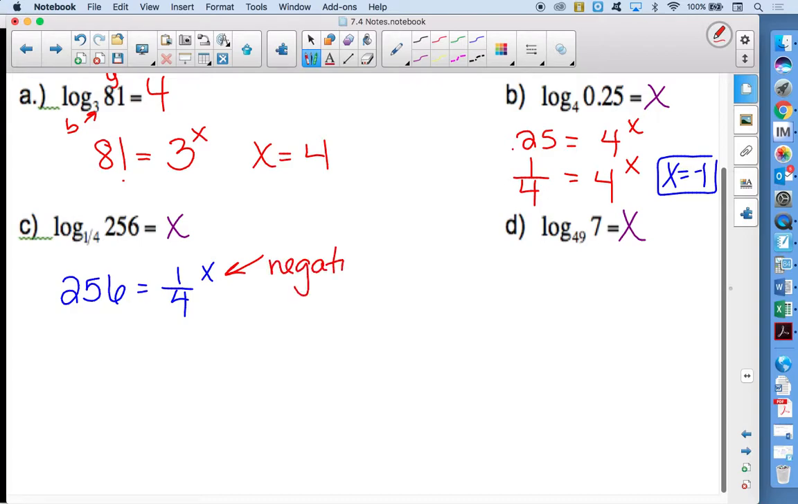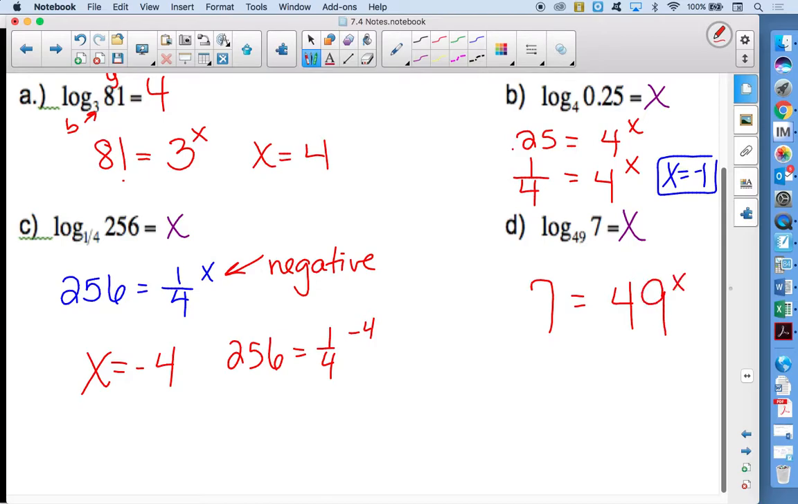Because if you have a fraction and you want to make it a whole number, in order to get that number to flip, you have to have a negative exponent. And Sarah said it would be negative 4. So 256 is equal to 1/4 to the negative 4 because that flips it around. So that's really 4 to the 4 is equal to 256, which is true. The last one here, again trying to rewrite it. So we have 7 is equal to, the base is 49 to the x power.